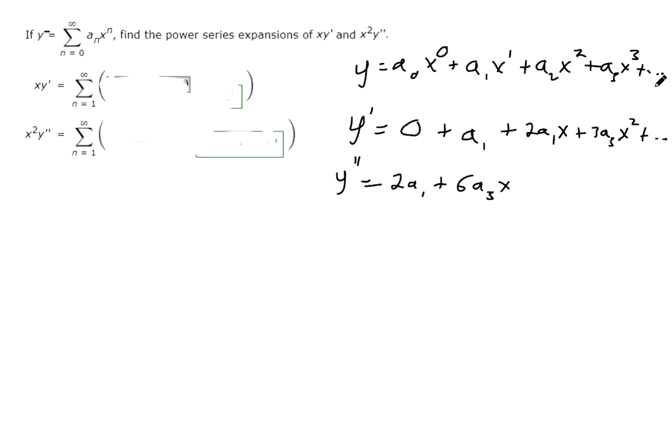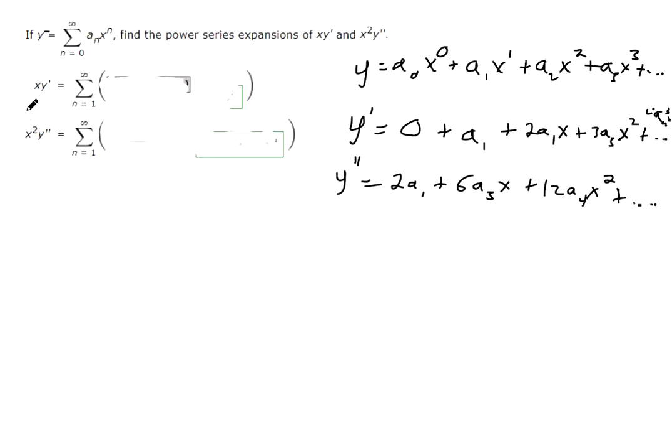And then if we had another term here, that would be 4a sub 4 x to the third. So if you find a derivative of that, that would be 12a sub 4 x to the second, because the 3 would come down and multiply. And I think that's enough to detect the patterns.